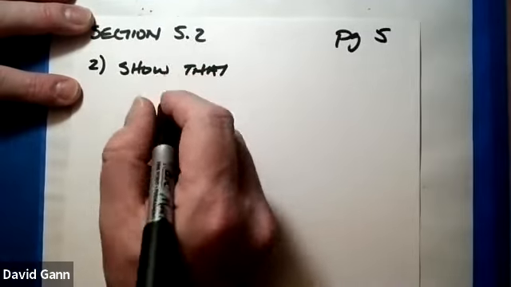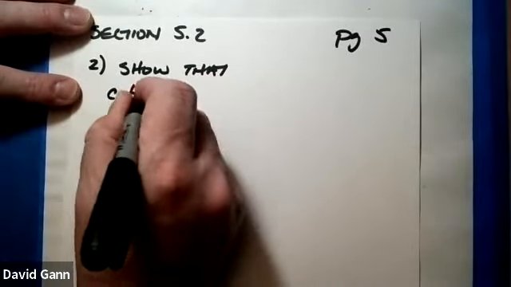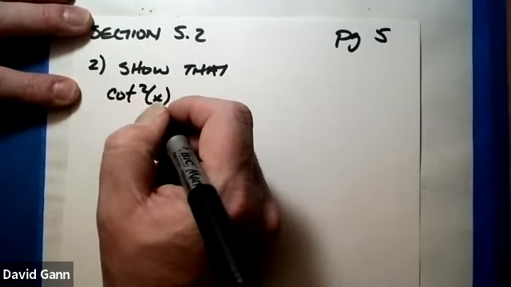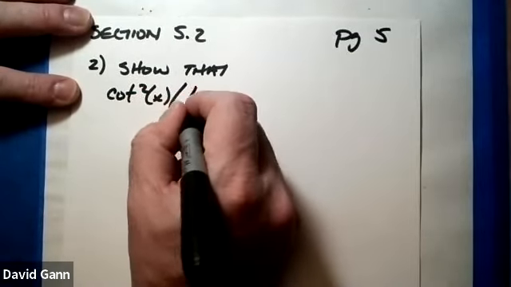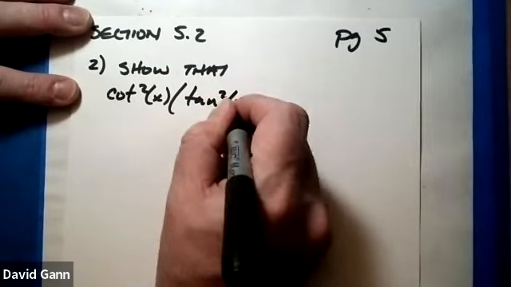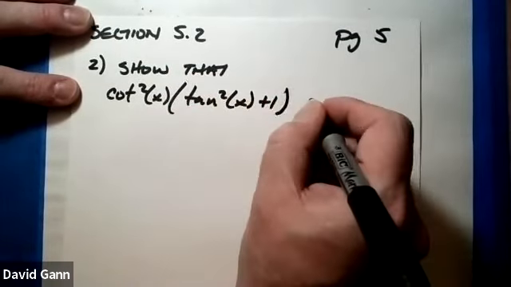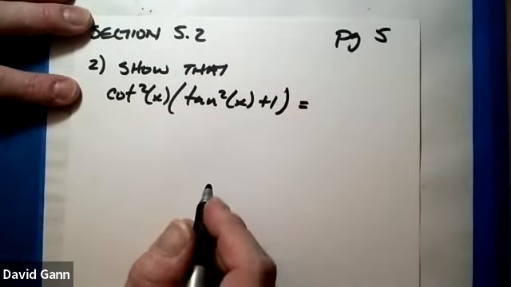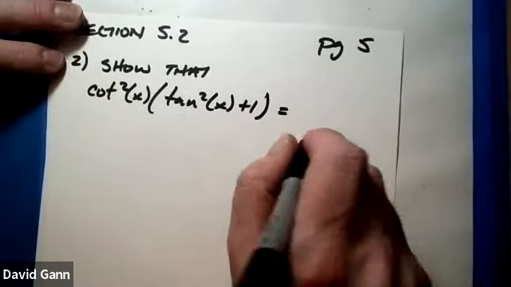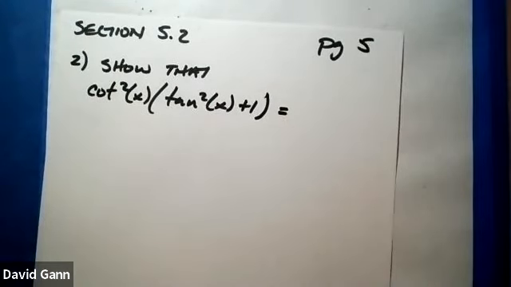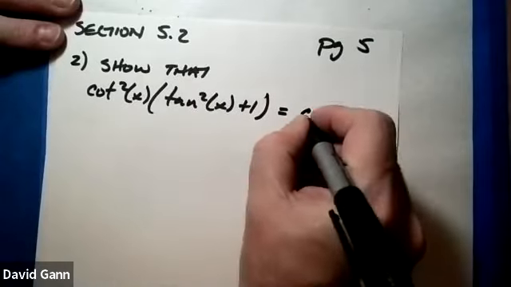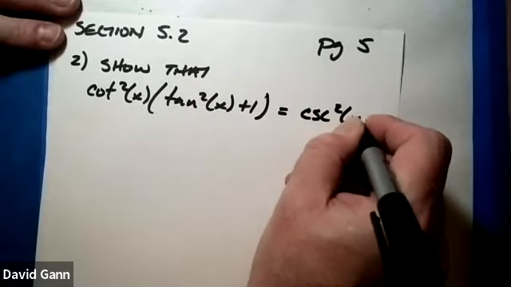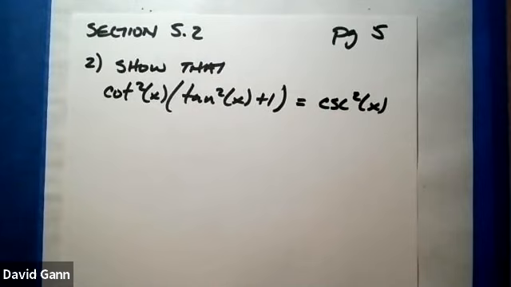This one will be a little bit similar to the last one. These aren't actually very challenging. They do get harder, trust me. So we're wanting to show that cotangent squared of x times the quantity tangent squared of x plus 1 is equal to cosecant squared of x, which is kind of interesting.